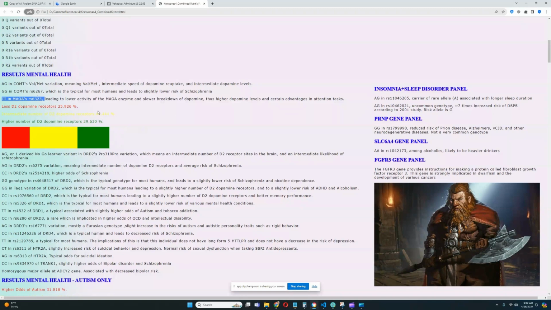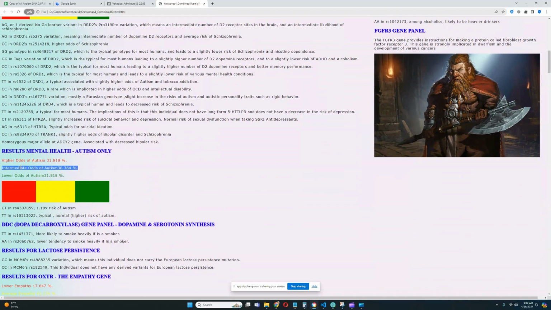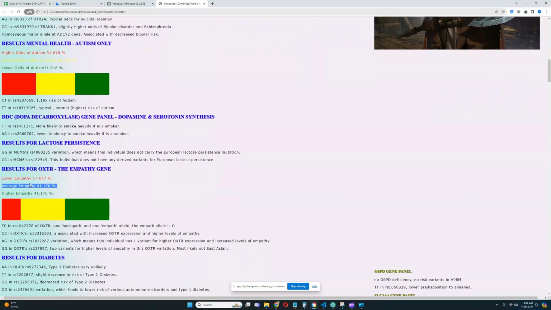It looks like she has a predisposition to an intermediate number of dopamine D2 receptor sites. Quite typical. It looks like she has a predisposition to intermediate odds of autism. It looks like she has a predisposition to the short form of 5-HTTLPR, which means a slight increase in the risk of depression. Quite typical. It looks like she's got pretty much average level of empathy.